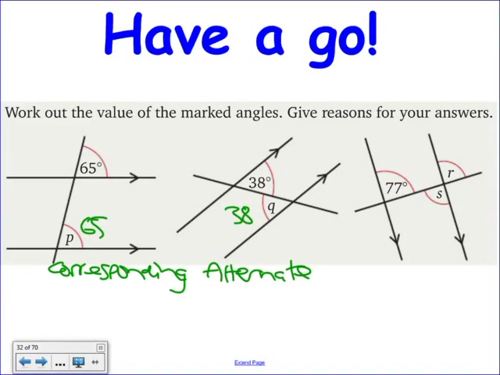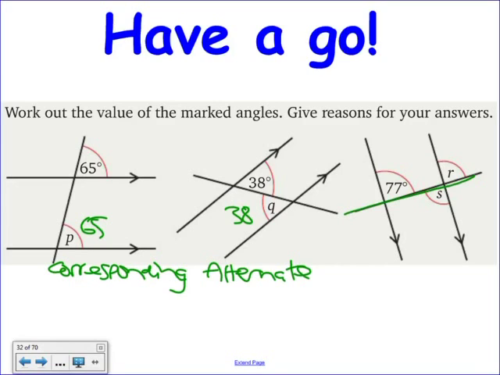We can do this one in lots of ways. Who'd like to start me off with either one, S or R? Go on in, Sam. R would be 103 because it's on a straight line. So you do 180 minus the 77.